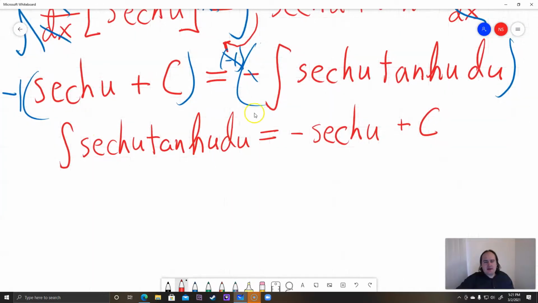All I did in that step was multiply both sides by -1, and then switch the order of the formula. So this side went over here, and that side went over here. And notice, even though -1 was multiplied by c, c is just a constant, so you don't need to write negative c, because negative c is still just an arbitrary constant. You just write plus c, no matter what. So this is the formula we want to use here.